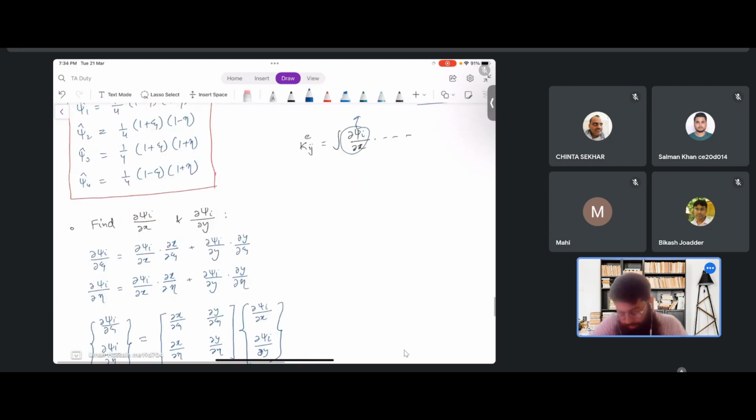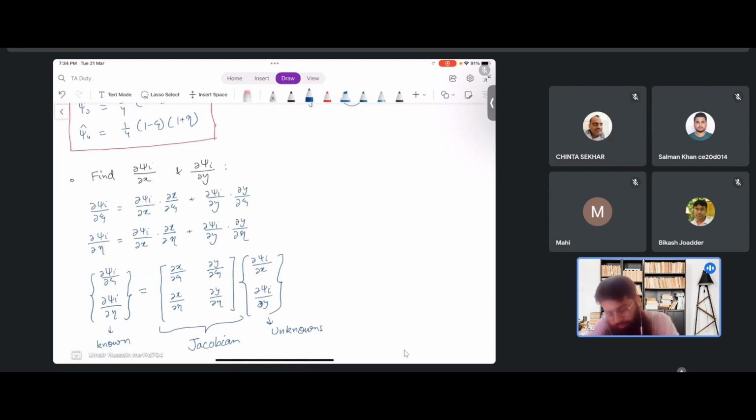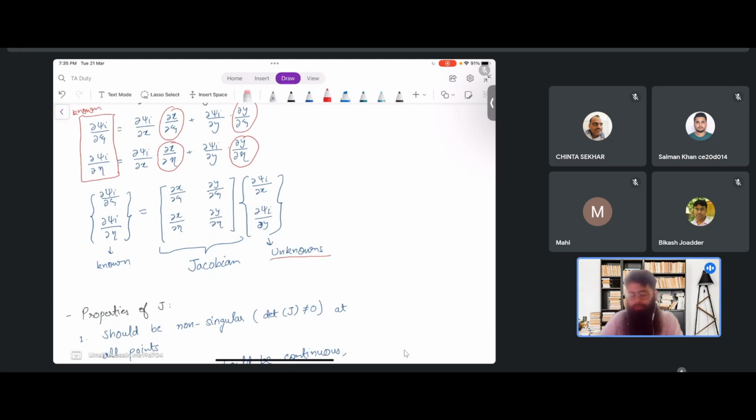So since we know the shape function in terms of zeta and eta, these are known. If we want to write the derivative of this, we can expand it with respect to x and y. Here also we know these because we know the mapping functions, right? Similarly, we know these. So here these are our unknowns.